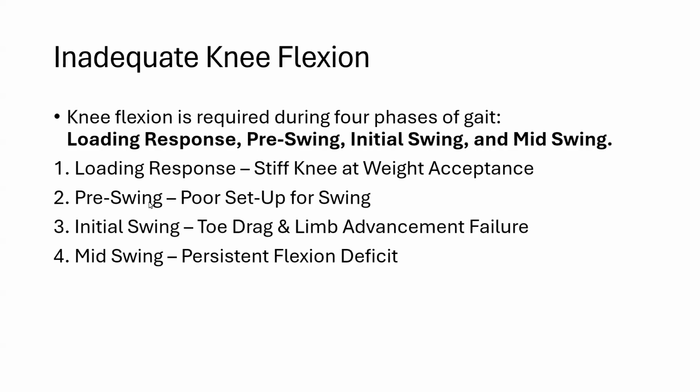In the mid swing phase, the normal function of the knee is to maintain 25 to 30 degrees of flexion until the limb is vertical in mid swing. Inadequate flexion here rarely occurs alone in mid swing. It is usually because of insufficient hip flexion, or any cause occurring in the initial swing phase.